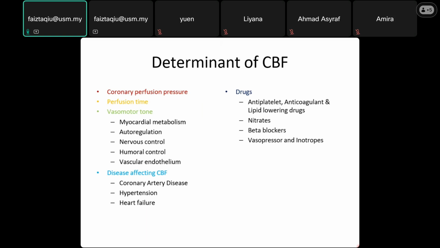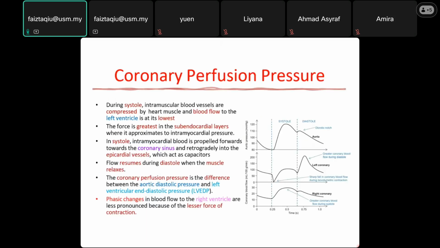Diseases affecting the coronary blood flow, for example coronary artery disease, hypertension, and heart failure. Examples of drugs are antiplatelets, anticoagulants, lipid-lowering drugs, nitrates, beta blockers, vasopressors, and inotropes. That's the overall picture. Next we go into detail on coronary perfusion pressure.